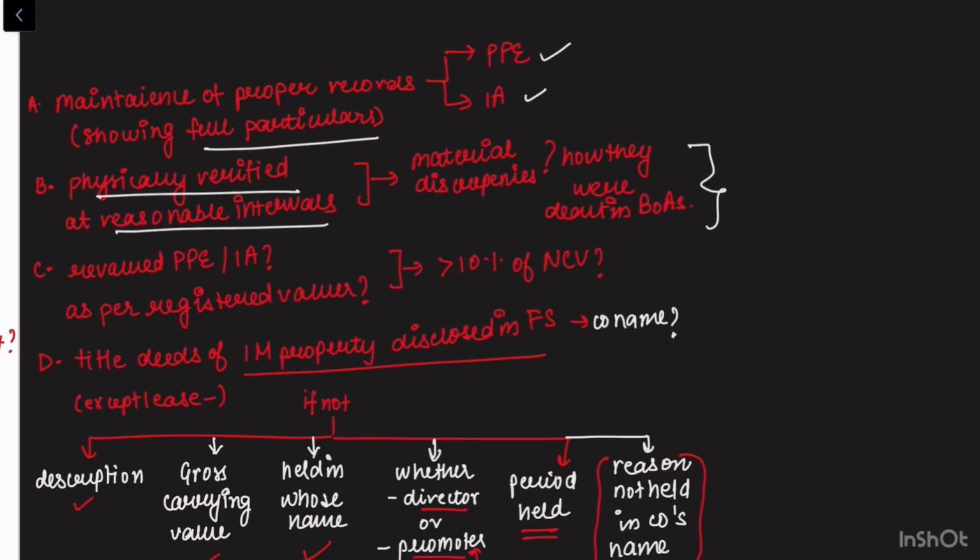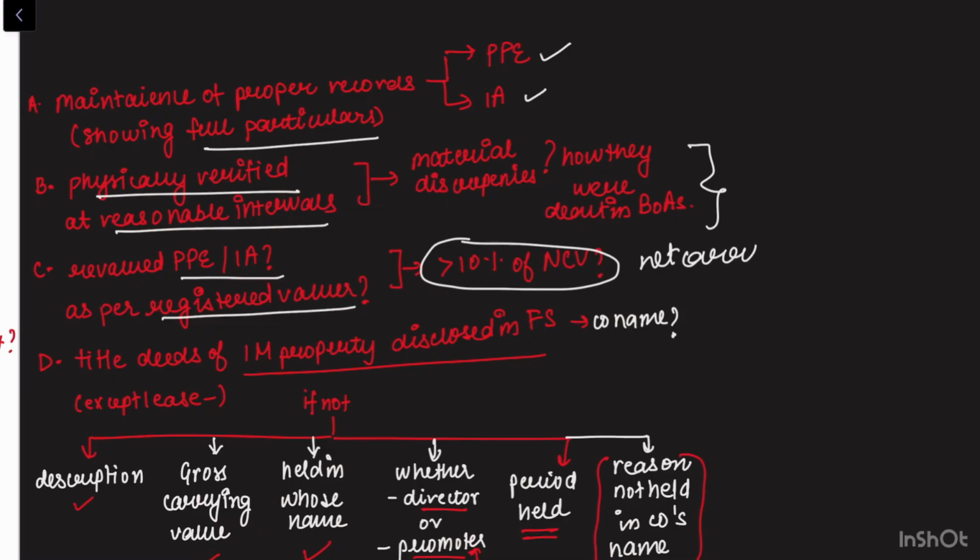Then, if the property, plant and equipment or the intangible assets have been revalued during the year, and if yes, whether it was by a registered valuer or not. And there is another point which is mentioned in the material and not mentioned here: whether it is more than 10% of the net carrying value or not. So whatever is the net carrying value of the property, plant and equipment, if the revaluation is more than 10%, that also needs to be stated.